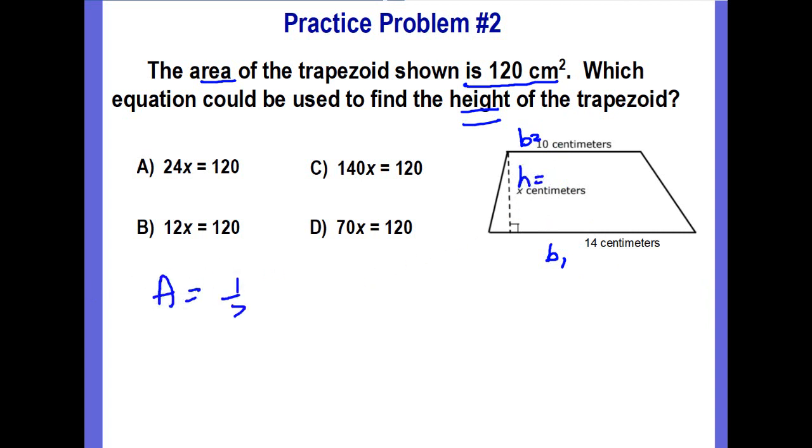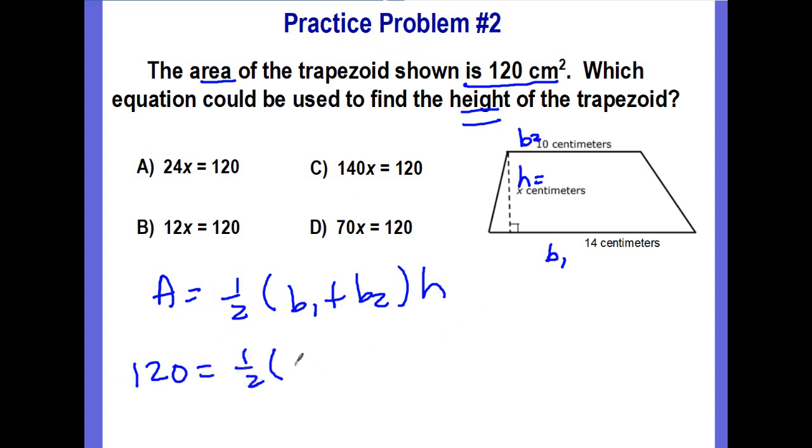Area equals 1/2 parentheses base 1 plus base 2, close the parentheses, times the height. Plug in the numbers that you know. We know the area is 120, so replace the A with 120 equals 1/2. What are the bases? The bases are 14 plus 10 times the height, which we don't know, so it's going to stay, actually it's an x. That's the x.